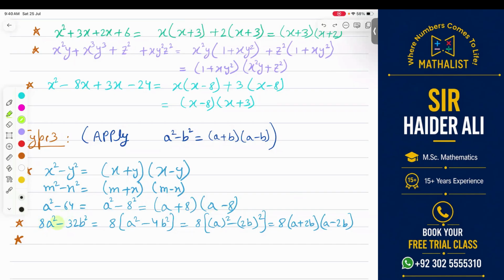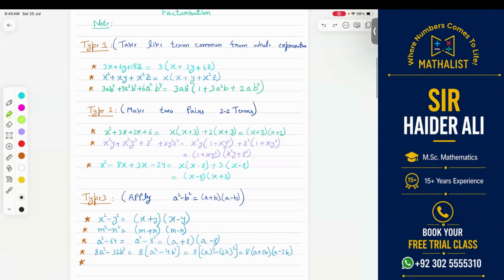But in these questions, always try first of all to take common. And now you can see that in this part, you can take 8 common. When I take 8 common, inside we have a square minus 4b square. And now it can be written like a square, and it can be written like a b square. So a square minus b square, it will be a plus 2b, a minus 2b. Okay, simple. It's type number 3 of factorization.